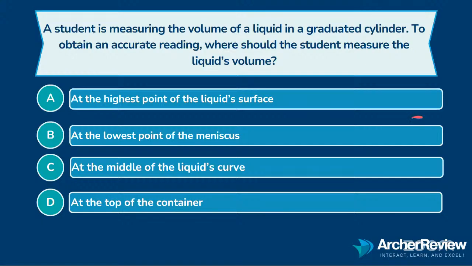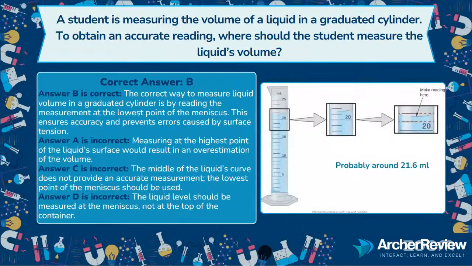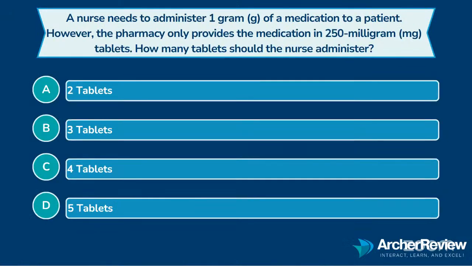All right, let's take a look at our next one. A nurse needs to administer 1 gram of a medication to a patient. However, the pharmacy only provides the medication in 250 milligram tablets. How many tablets should the nurse administer?